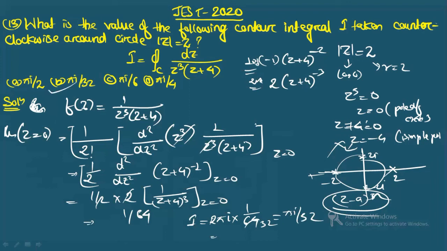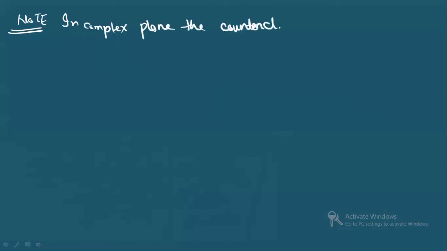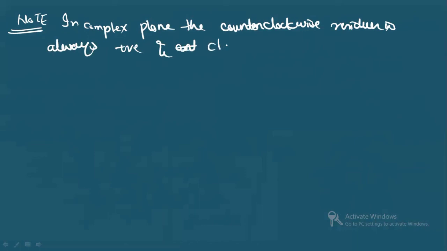So you have to remember one thing here. The question was simple. One thing you always have to remember is that in the complex plane, in the counterclockwise direction the residues are always positive, and in the clockwise direction the residues are negative. Clear? This is something that you will have to remember.